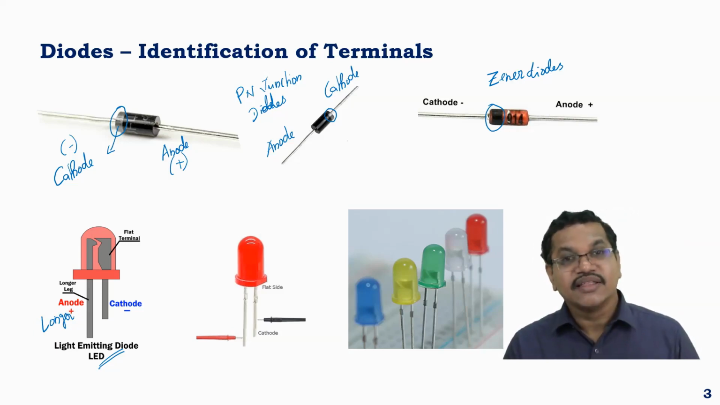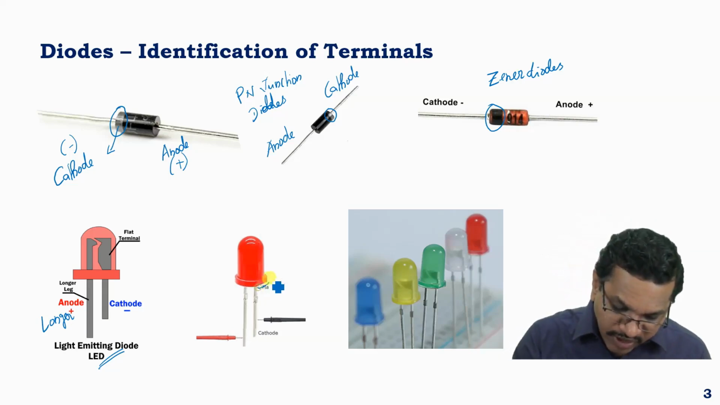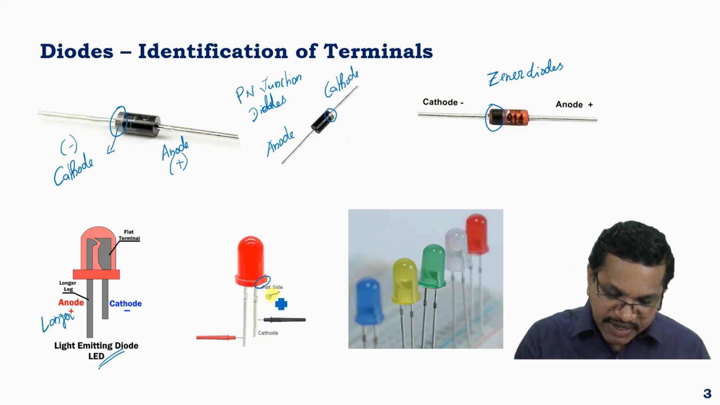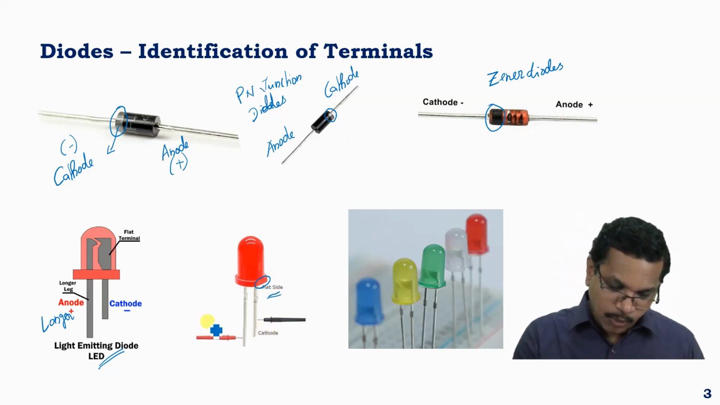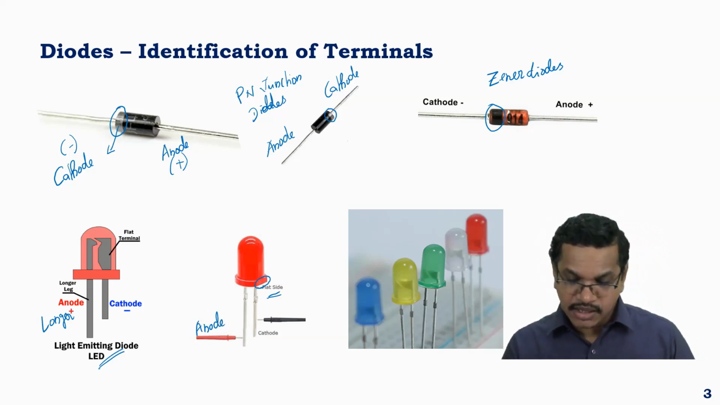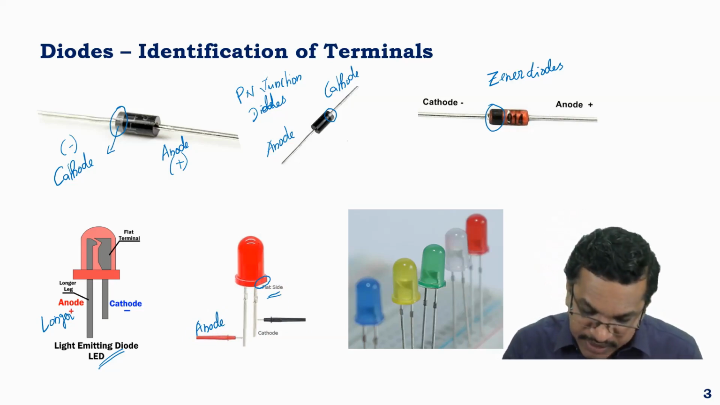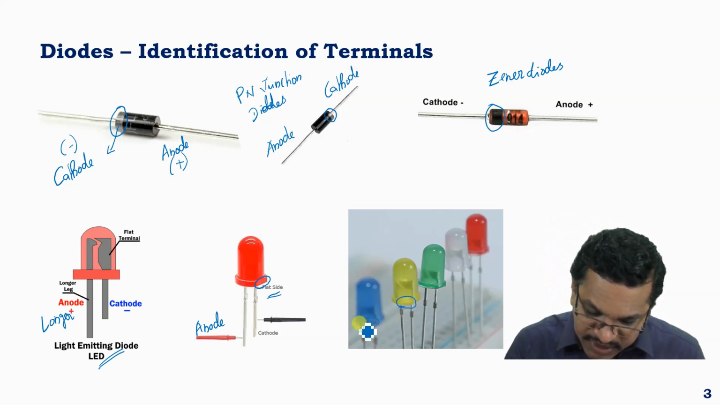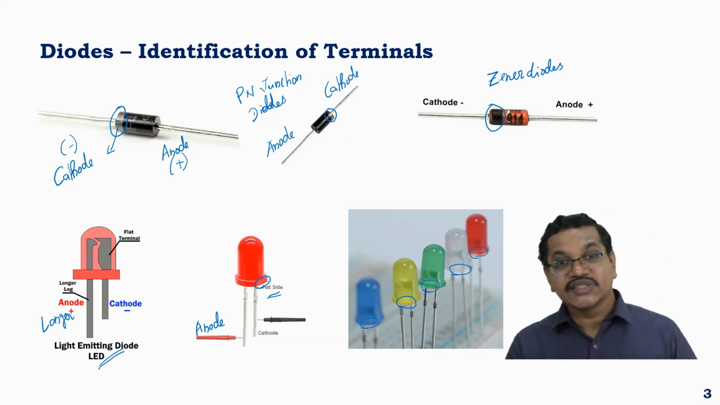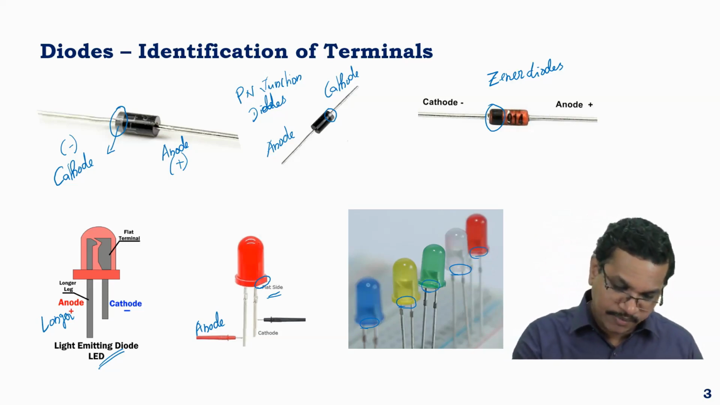So in that case, the identification is done using the flat portion. The flat side will correspond to cathode. The opposite side will correspond to the anode terminal. That is how we identify the terminals of a LED. All LED colors will have a flat side. I'll indicate them here. This one, this is again the flat side over here, and the red color one. So flat side will correspond to cathode terminal. So that is the way you identify the cathode terminal.